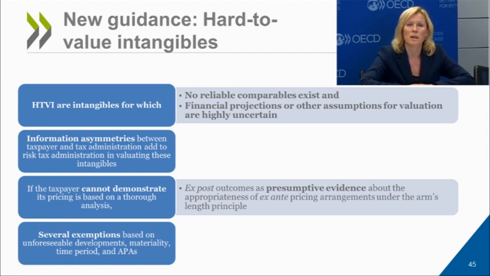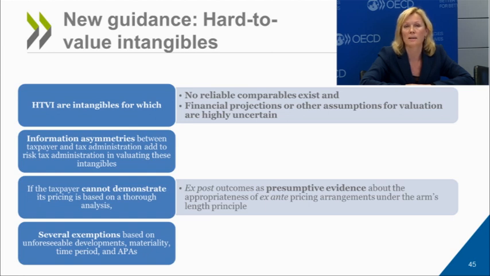And that impossibility is heightened by the fact that you have information asymmetries. Taxpayers know everything about the research and development, but the tax administration, they don't know about development. They don't have the expertise that the taxpayer has. So there's an information asymmetry. And therefore, it was decided to include a special approach that if the taxpayer cannot demonstrate its pricing is based on a thorough analysis, the ex post outcomes are presumptive evidence about the appropriateness of the ex ante pricing.